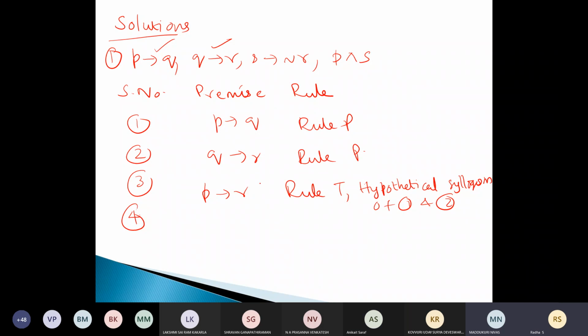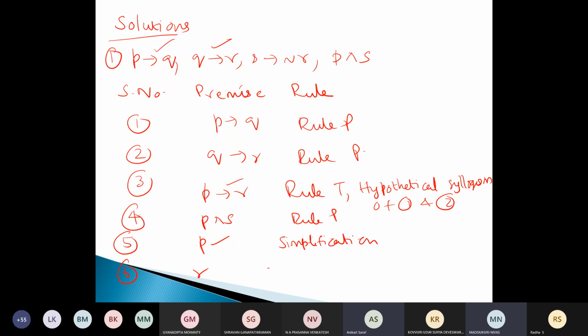Ma'am, from P and S, P is true. Okay, first we'll write P and S. From that P is true. Yes, this is called simplification, right? Yes, ma'am. Then these two can be used, right? Yes, ma'am. If you use 3 and 5, what is the result that we'll be getting? We get R, ma'am. R from 3 and 5.